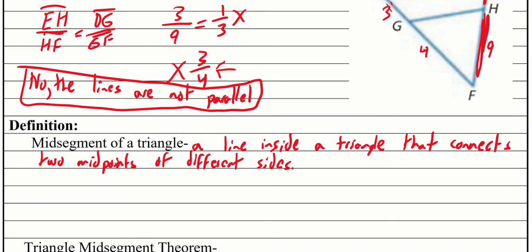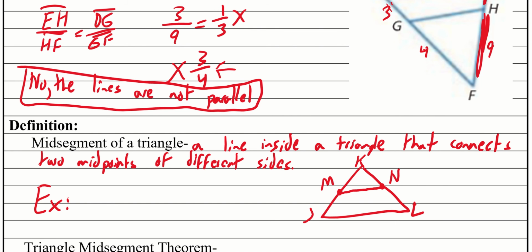So for example, what this would look like, if I draw a triangle, let's just call this JKL. All I would need to do to find a midsegment is find the midpoint of these sides. So let's say JK, the midpoint of that is roughly right here. It might not be exact, but let's just say that's where it is. And then same thing with KL, let's say the midpoint's about right here. We'll name these M and N. So your midsegment here would be a line that connects those two, M and N.